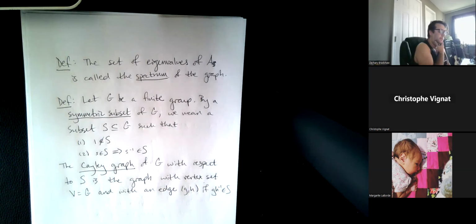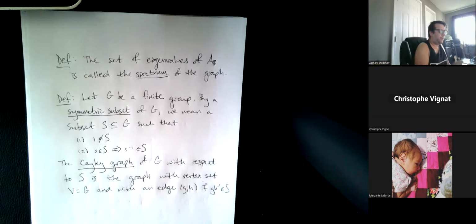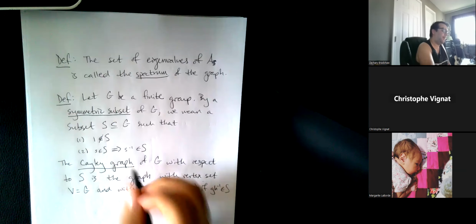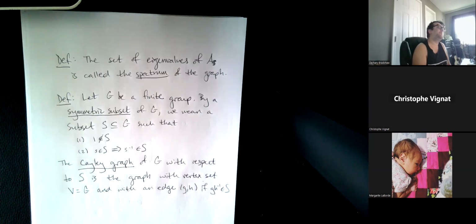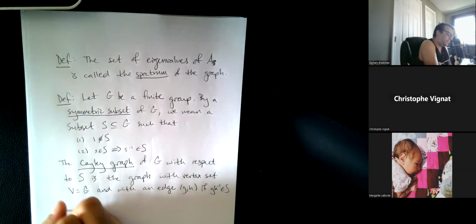Okay. So in the literature, this word Cayley graph is usually used to mean the graph labeled by all the group elements with an edge connecting, I think, all of them. So this is a more refined definition here. Here's an example.